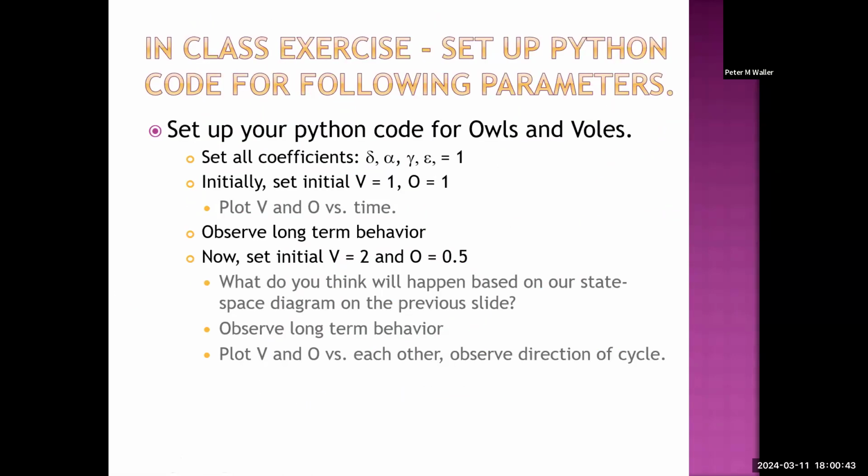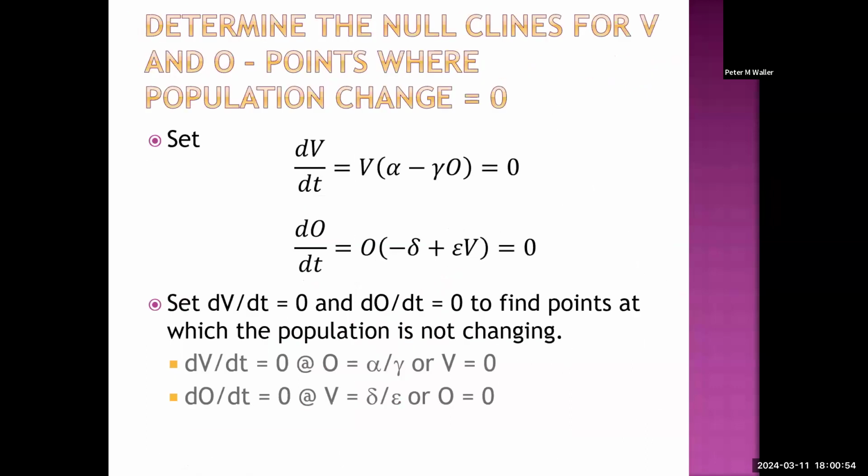So this is our in-class exercise here. I'd like you to set up the Python code for the following parameters. I'd like you to put the owls and voles differential equations into the Euler model. So remember, you have v at n equals v at n minus 1 plus v at n minus 1 times alpha, and then here we have O at n minus 1. And we have to multiply that times dt. So you have the original population plus the change times dt. Similarly with the owls population. So you'll have two equations in your for loop, one for owls and one for voles.